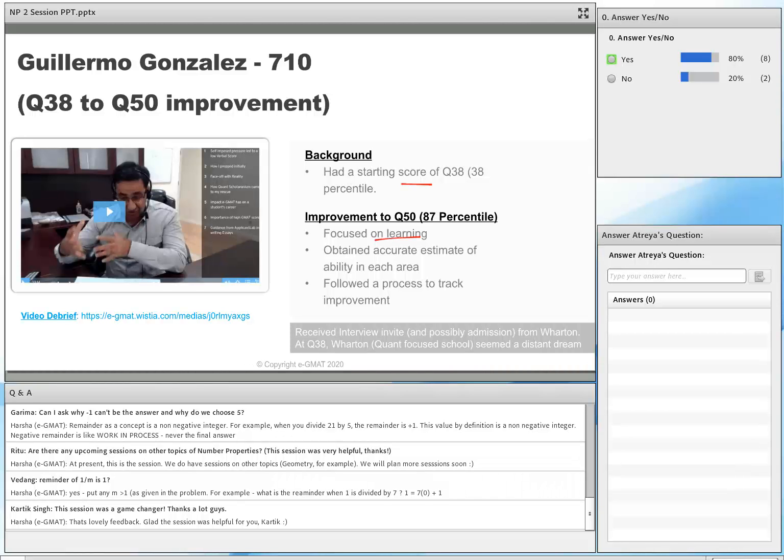Once he did that, he improved to a Q50. Ended up getting a 710 and getting into top B schools, and also getting invites from Wharton, which is essentially a quant focused school. At Q38, you definitely are not going to get an interview invite. So yes, your quant score is very, very important over here.